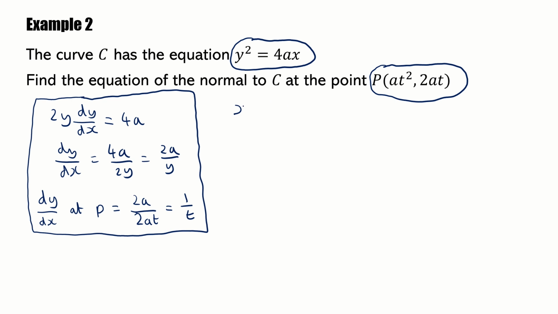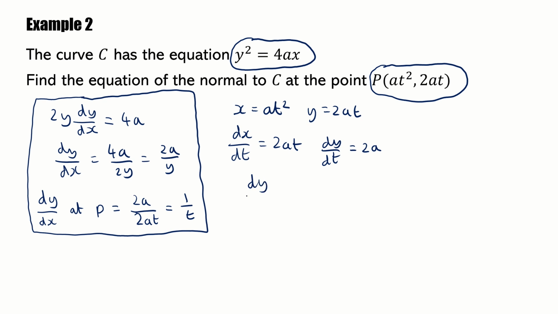Of course, x is equal to at squared. We have y is equal to 2at. So therefore, differentiating them both with respect to t, we get dx over dt equals 2at, and dy over dt equals 2a. And therefore, dy over dx at the point P is equal to dy over dt divided by dx over dt, which just gets you 1 over t.